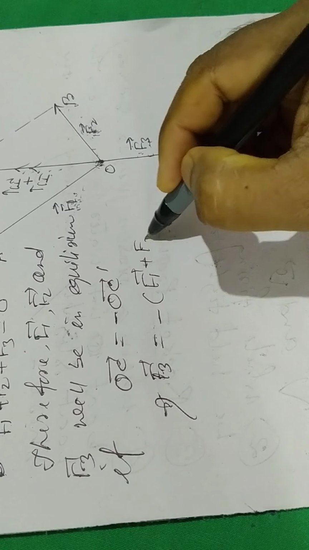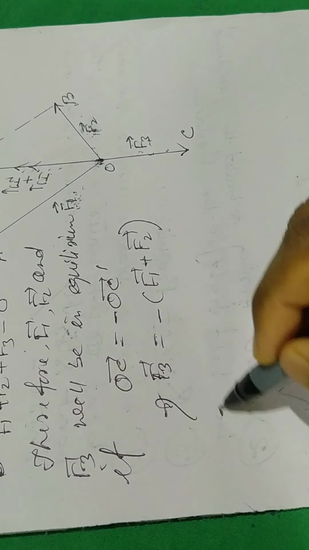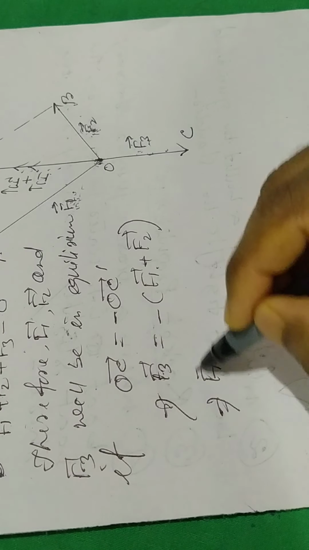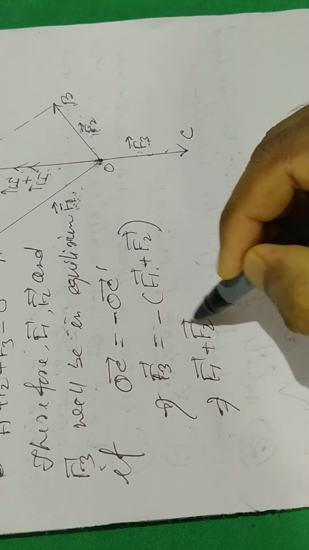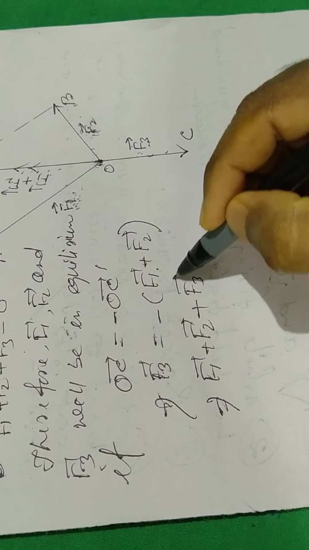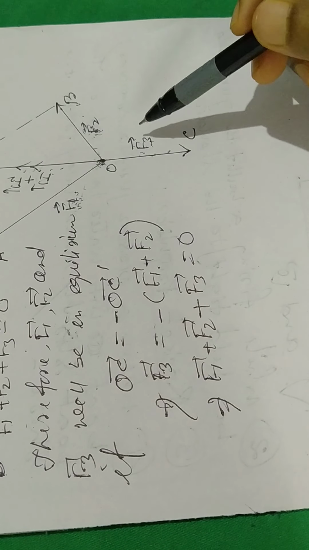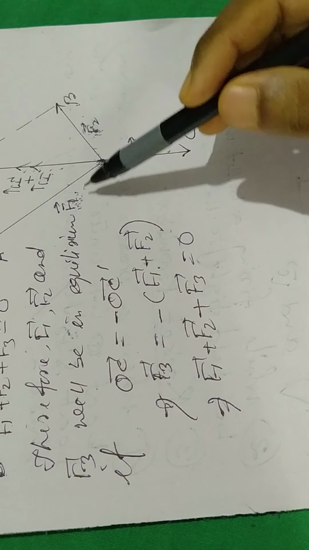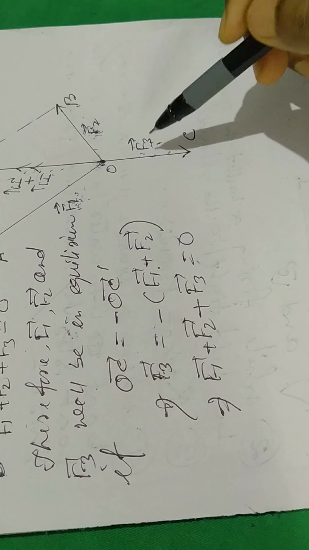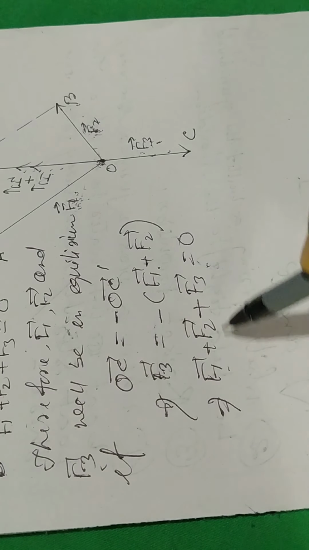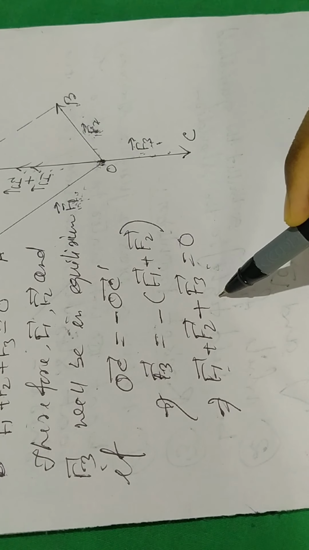So F1 plus F2 bring to the left side: F1 plus F2 plus F3 equal to 0. Now this vector sum of F1, F2 and F3 is equal to 0. This is the condition for equilibrium of concurrent forces.